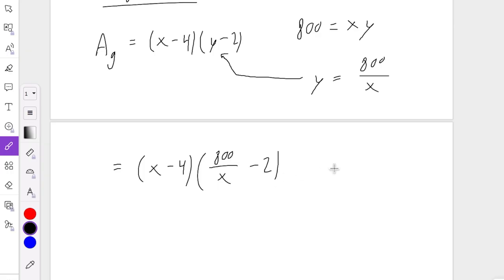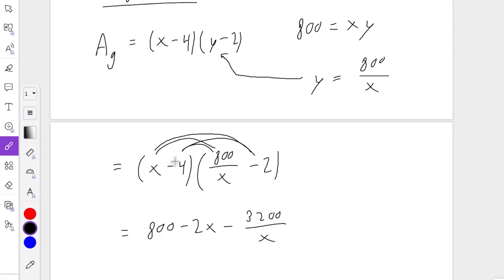Great. So at this step, before I take the derivative, it's up to me whether or not I want to FOIL this out. It is optional. If I do not FOIL it out, I will need a product rule. And I generally don't like the product rule. Neither do you, likely. So what I'm going to do instead is FOIL this before I take the derivative. So x times 800 over x is going to be, the x's cancel, leaves you with 800. X times minus 2 is minus 2x. The middle one is going to be minus 3200 over x. And then the last one, negative 4 times negative 2 is plus 8.